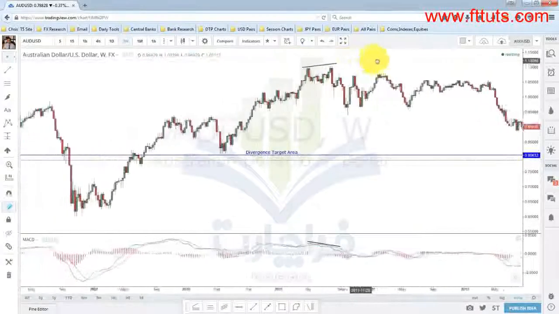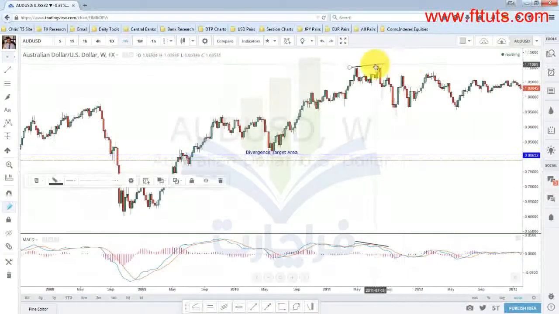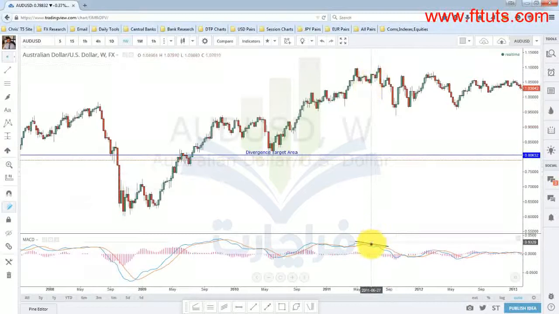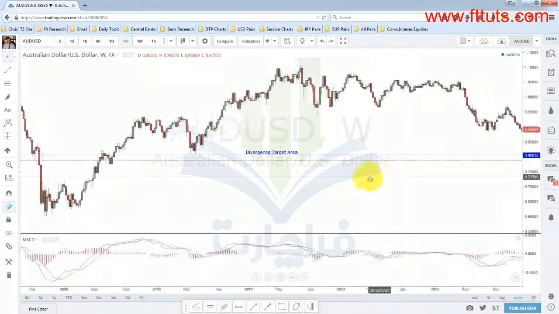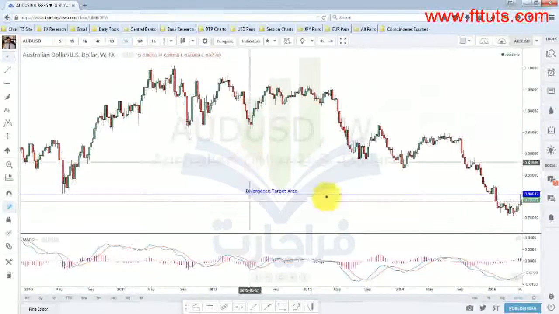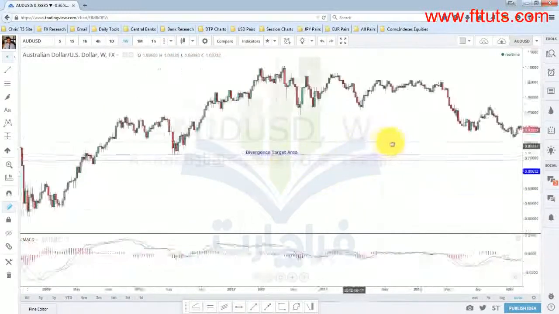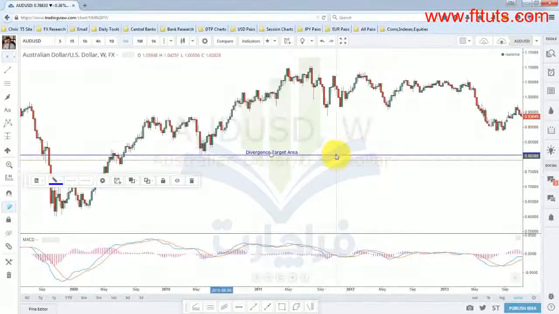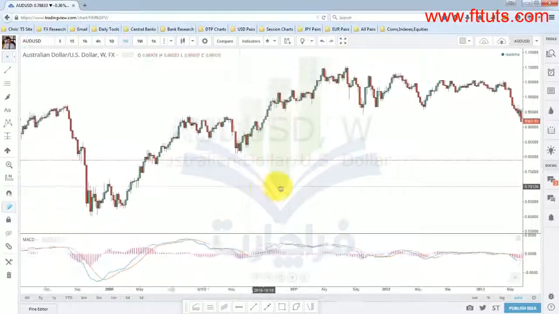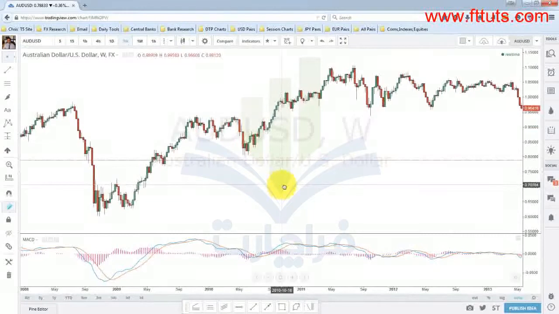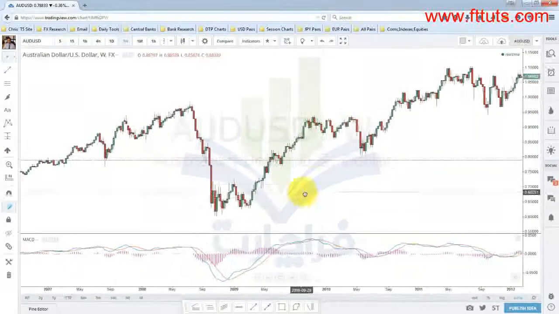But let's back up a little bit. Let me go ahead and just get rid of these lines so we don't confuse. And let me push this forward just a little bit to show you. See how the market came all the way back down to target this divergence target area. A really powerful way to look to target trades, and we'll be a little bit more specific with that later on. But what I want to bring your attention to is right here.